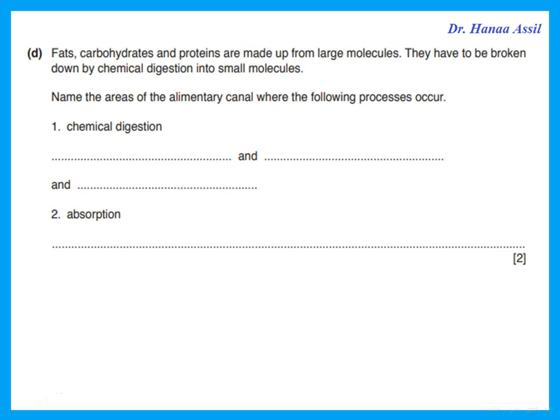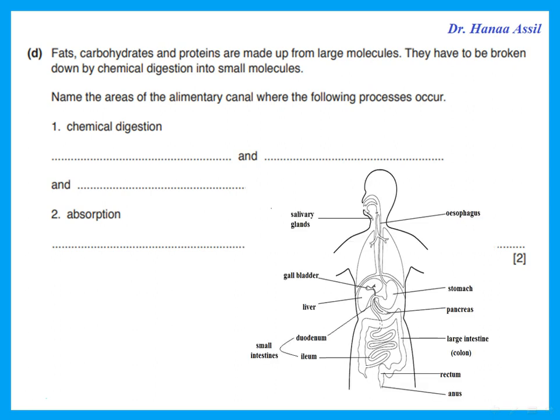Fats, carbohydrates, and proteins are made up of large molecules. They have to be broken down by chemical digestion into small molecules. Name the areas of the alimentary canal where chemical digestion happens. So in the alimentary canal, where do we have chemical digestion? Remember, chemical digestion is the one that requires enzymes. So where are enzymes working in the alimentary canal?